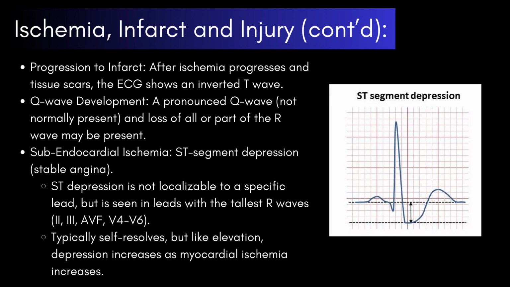Let's continue on to look at even more principles in relation to ischemia, infarct, and injury on the ECG. Progression to infarct: after ischemia progresses and tissue scars, the ECG shows an inverted T wave. Q wave development: a pronounced Q wave, not normally present, and loss of all or part of the R wave may be present. Subendocardial ischemia: ST segment depression, stable angina.